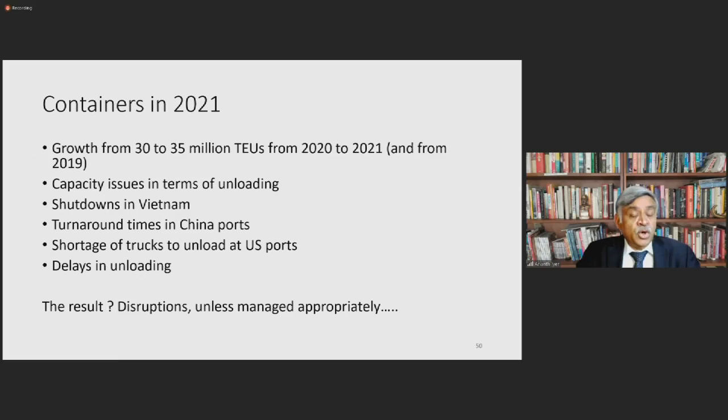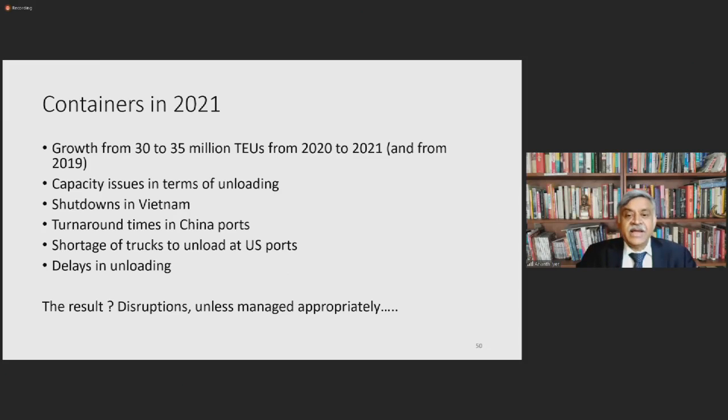So where is this production going? To units set up in Vietnam, and units set up in many other countries in Asia. What happened in Vietnam? As you'll know, Vietnam in the early part of the pandemic had 0 cases reported, 0. All of a sudden, it increased dramatically. They had a complete shutdown of all of their manufacturing, and that created problems. There are problems in unloading. You may have heard of the shortage of chassis in Long Beach and Los Angeles ports, and also a shortage of trucks to unload at US ports, and delays.